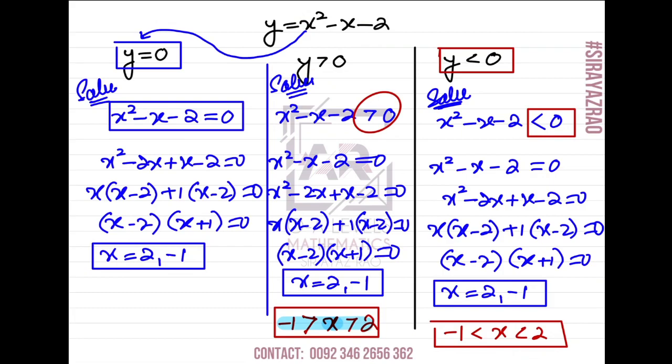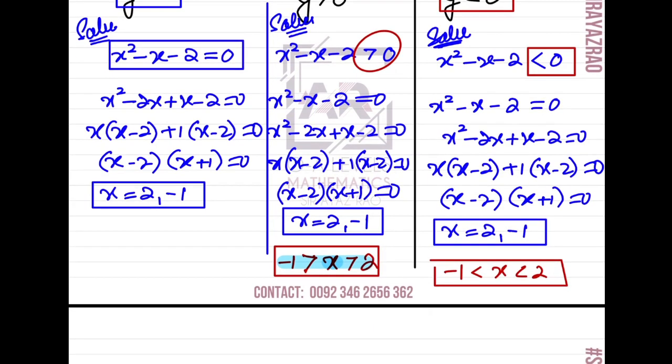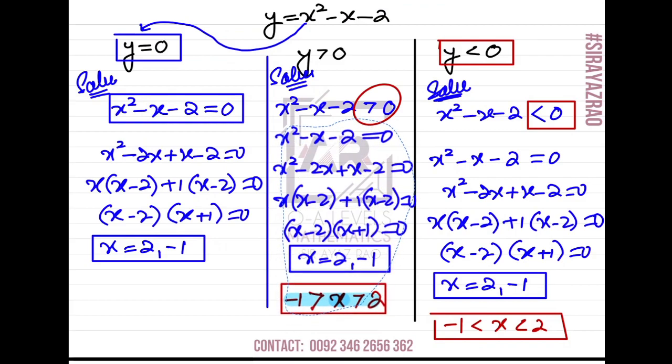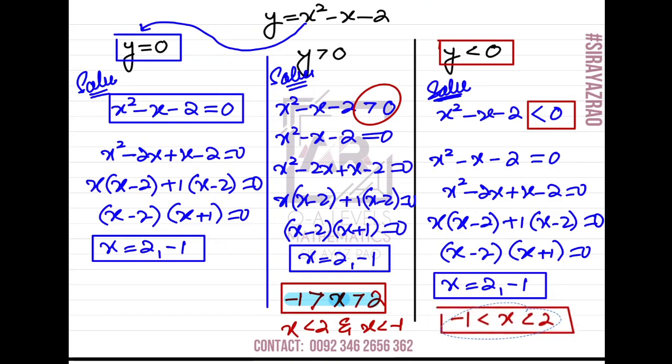Alright? You can also write it separately. It doesn't matter that you write it in a combined form. You can also write it separately, like you can write it like this. If that's more feasible for you, you can also write it like this. X is less than 2 and x is less than minus 1. Similarly, over here as well, if you want to write it, you can also write x is less than 2, x is greater than minus 1.